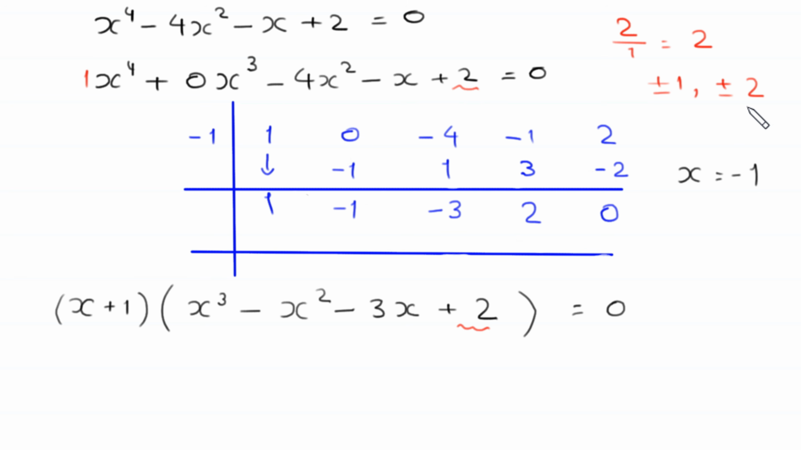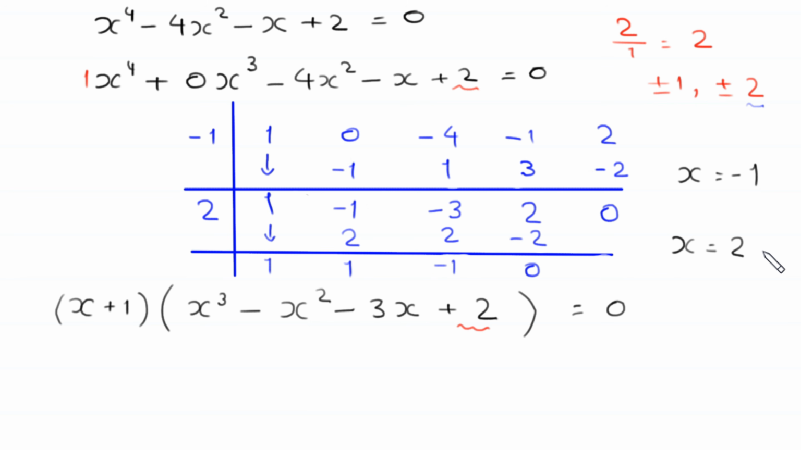Now we try this positive 2. We write positive 2 here, and this one comes down as it is. We multiply this one by this 2. 1 times 2, 2. And negative 1 plus 2, positive 1. And 1 times this 2, 2. Negative 3 plus 2, negative 1. And negative 1 times this 2, negative 2. And 2 plus negative 2 is 0. It means x equal to 2 is another solution.